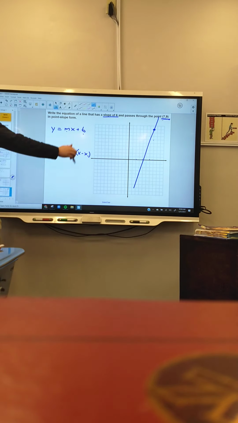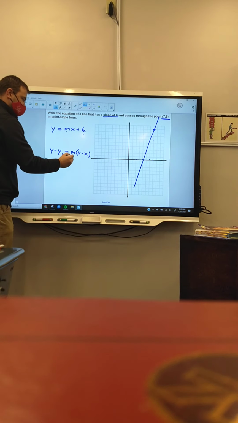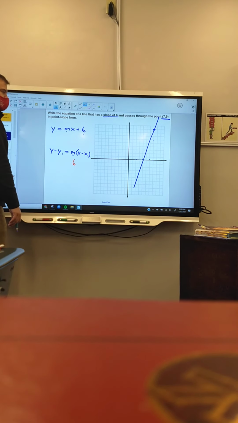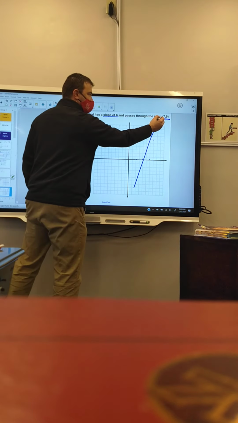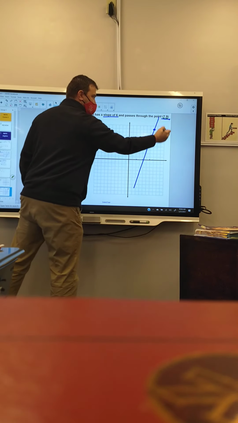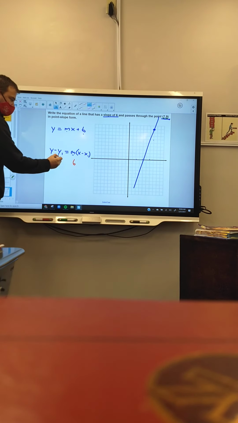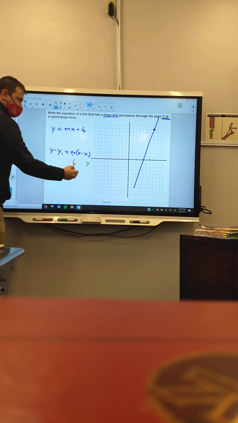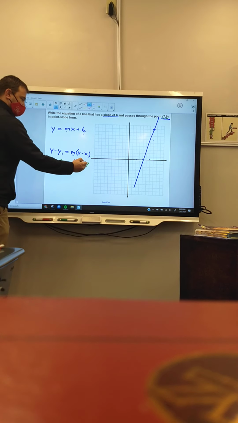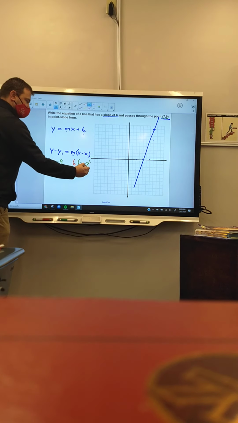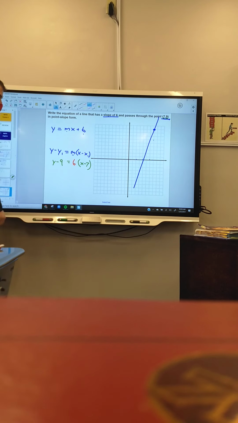So here's where we plug in what we know. We know that we've got a slope of 6, so I'm going to plug that in for m. And then we know that it passes through this point. 7 is my x value, and 9 is my y value. So I'm going to plug in 7 over here for my x value, and 9 for my y value. Everything else stays the same. It's y minus that 9. It's x minus that 7. This is in parentheses. Put your equal sign in there. That's the equation of this line.